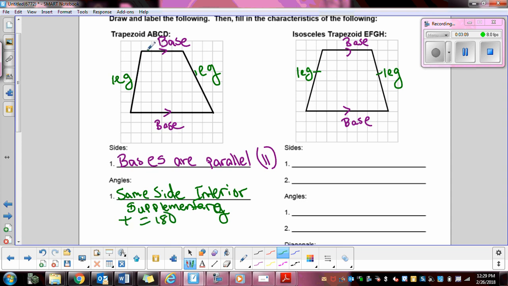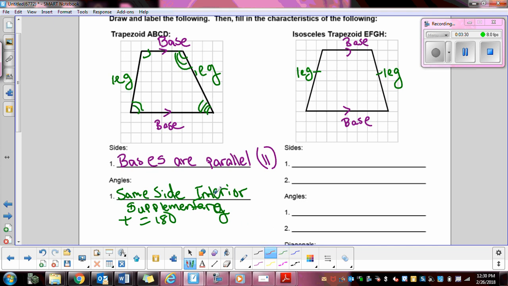So that means that this angle and this angle add up to be 180, and also this angle and this one will add up to equal 180, okay? So they're not equal, and I'm going to actually write that they're not equal. So I'm going to say these two are not equal. This one has 3 then, that's not equal, and this one's going to have 4. 1, 2, 3, 4. So none of the angles are equal to each other.